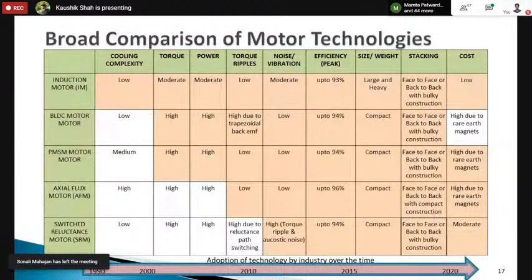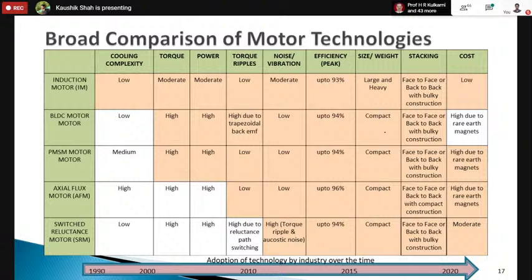This slide, I think, is just giving you a combined view. Maybe you can look at it later, but just see that pink portion here. The pink portion is kind of evolving over the years on the different parameters, right? On cooling, you will see that complexity. I think only PMSM has a little medium, and axial needs more cooling complexity because of the construction. And torque wise, all the motors are more or less at high torque, and the induction machine is a little moderate. Power wise, almost all motors are high except the induction machine.